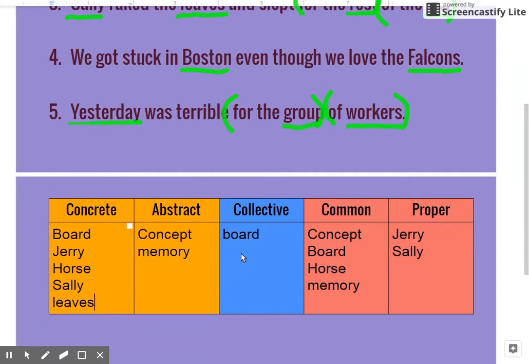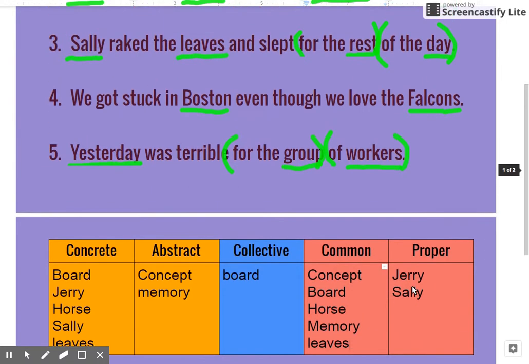They're not collective. It's just a plural noun. Remember, collective can be singular or plural. Either way, it refers to a group. Leaves is just the plural form of leaf. And then leaves is going to be common. These leaves don't have names. They're just leaves.